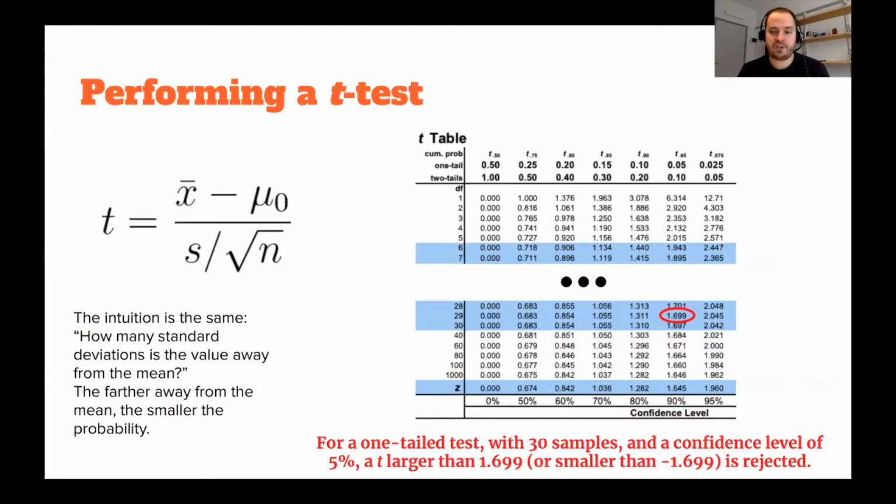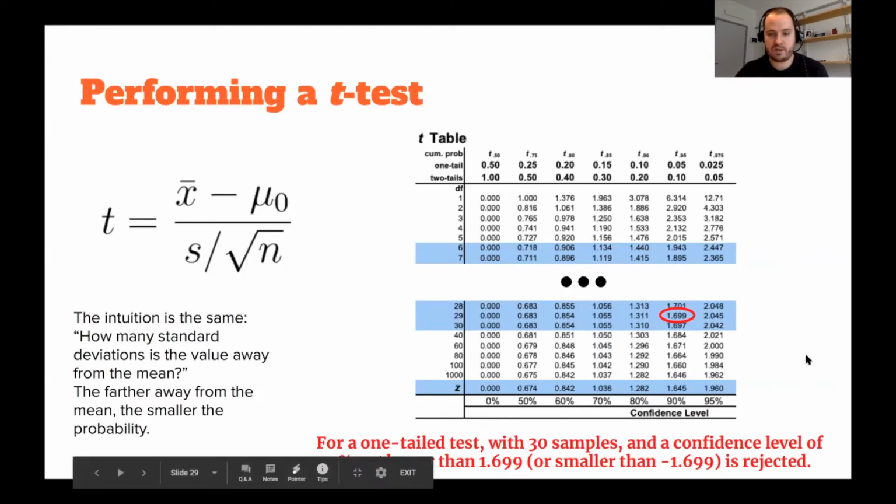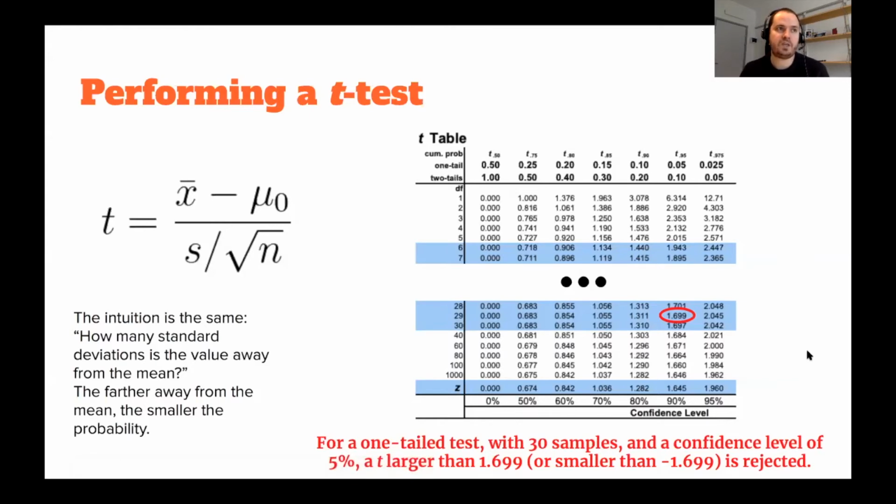And I've determined a confidence level of 5%. You can see this, what I'm saying here, down here. I determined the confidence level of 5%. So again, what that means is that anything that's less likely to happen than 5%, then I will reject, because I will consider that as being very unlikely.